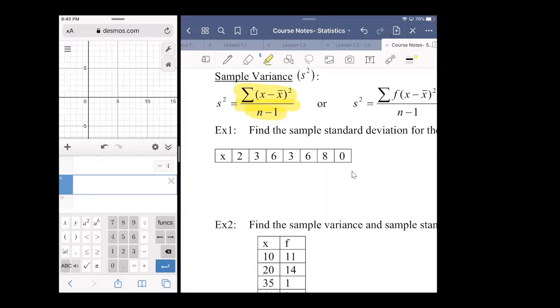What we're going to do is create a row that contains just the x bar value, but we're going to write it multiple times. For each x value, we're going to create a corresponding x bar. So the number 4 is going to be written a total of 7 times.